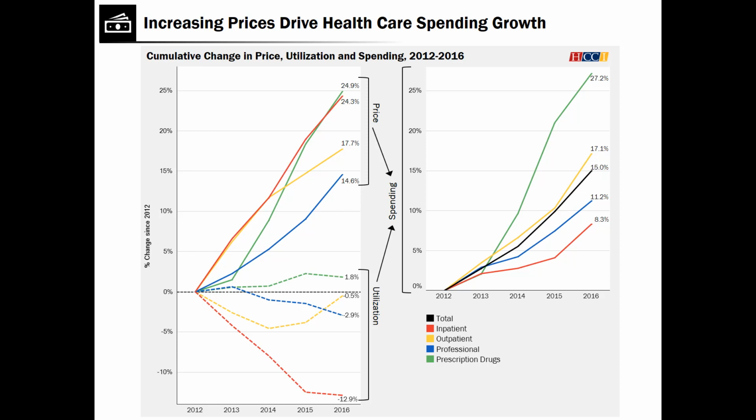For me, this is one of the more compelling findings and visuals from the report. We have decomposed overall spending into a price effect and a utilization effect for each type of spending. As I've said, on the right-hand side, you can see the overall spending grew by 15% over a 5-year period, ranging from a low of 8% for inpatient spending to a high of 27.2% for prescription drug spending. If you then cast your attention to the left-hand side of the chart, you can see that all this happened at a time when working Americans were actually using the same, or in most cases, less healthcare over this 5-year period. But prices were increasing significantly, which led to the overall healthcare spending growth. Next slide, please.